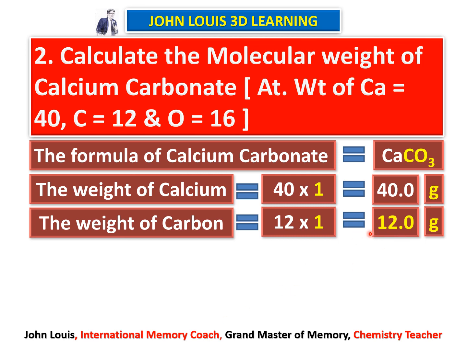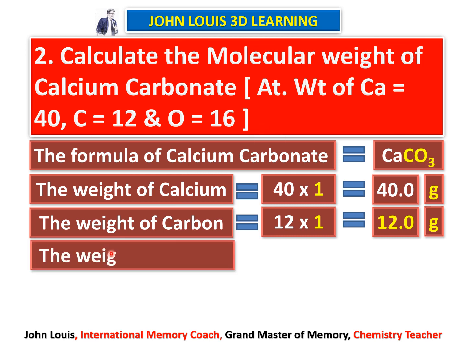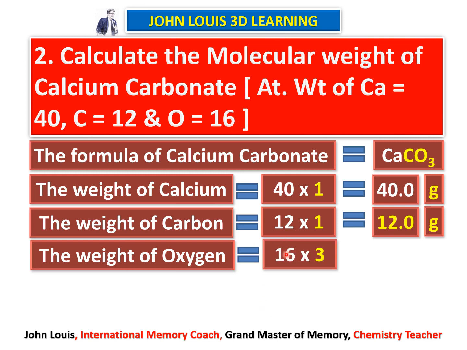What is the other element? Oxygen is present. CaCO3, the last element is oxygen. Therefore, the weight of oxygen is equal to, what is the atomic weight of oxygen? 16. 16 into, how many oxygens are there? 3 oxygens are there. Therefore, 16 into 3 is equal to 48 grams.